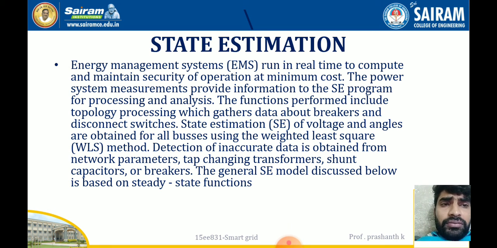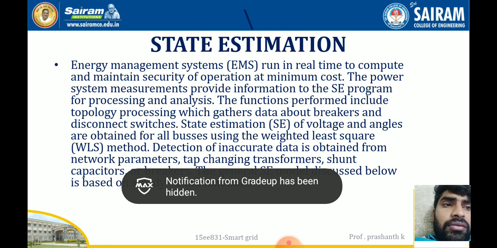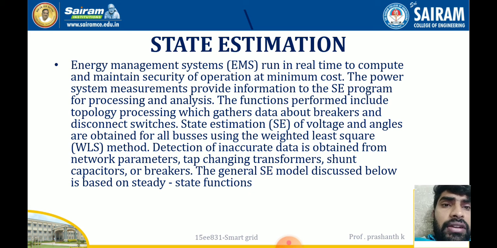And the power system measurement provides information to the SE programs for processing and analysis. About measuring devices, going back 10 years, a person had to come to the home and read the meters. But at present we have automatic, digital meters. The function performed includes topology processing, which gathers the data about the breakers and disconnecting switches. So a smart grid includes topology, meaning an interconnection system, one to one bus connection. How many circuit breakers we are using, it gathers the data, how many transformers are required and how much transmission line length is required, and everything. And state estimation: voltage angles obtained for all the buses using weighted least square methods.